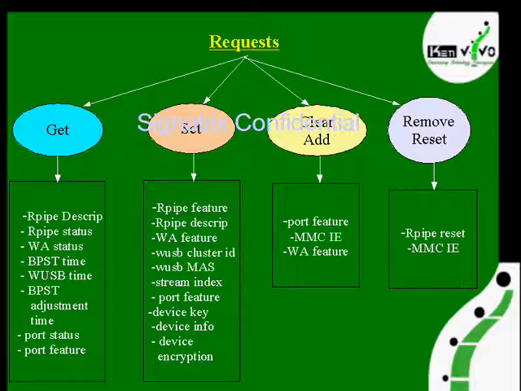So under the requests we'll have so many get requests and so many set requests and so many clear, add requests, and remove, reset request. For example, get requests are get rpipe descriptor, get rpipe status request, get wire adapter status request, get backend period start time, backend and wireless USB time, backend period adjustment time, like that. We will have some get requests, and under the set also we'll have so many set requests and clear, add request, remove request.